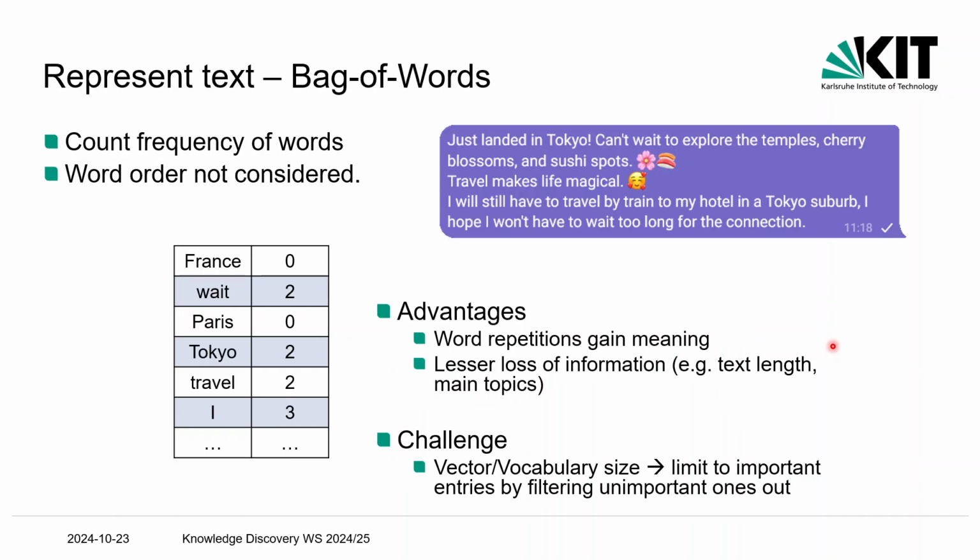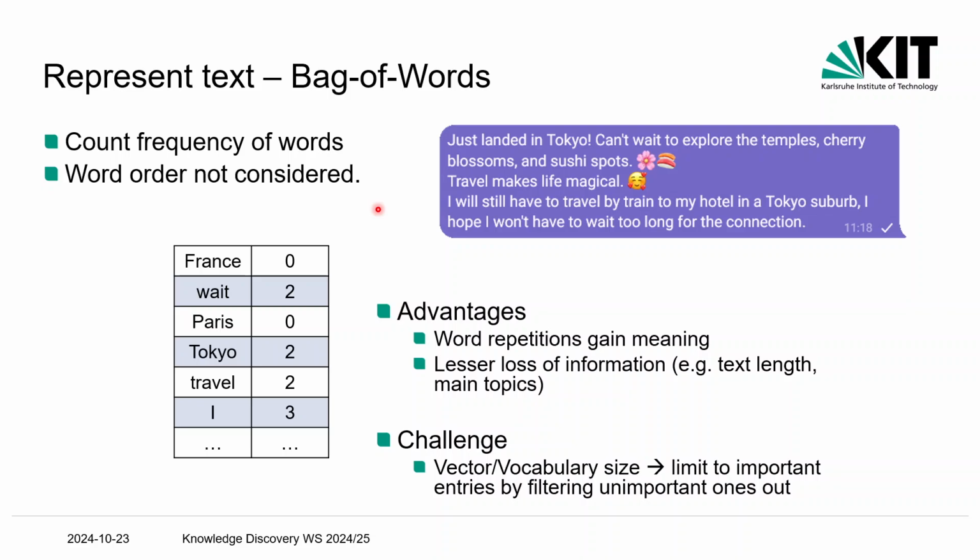We could be doing a bag of words representation. The idea behind it is that rather than just saying yes, this word is present, or no, it's not present, we count the frequency of the words. For instance, for this document here, you see that "wait" appears twice, Tokyo appears twice, travel appears twice too, and "I" appears 3 times. So we have the words as well as the frequency mapped together.